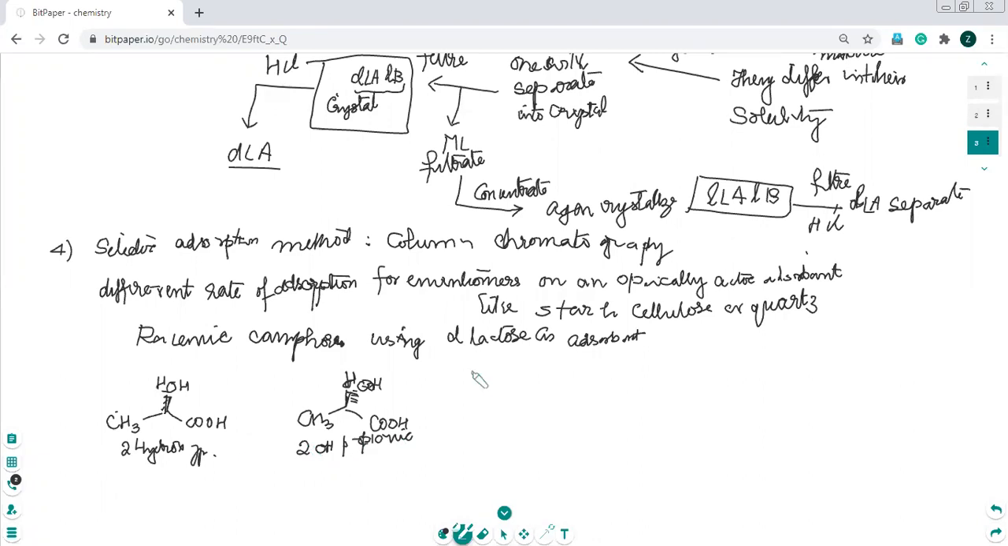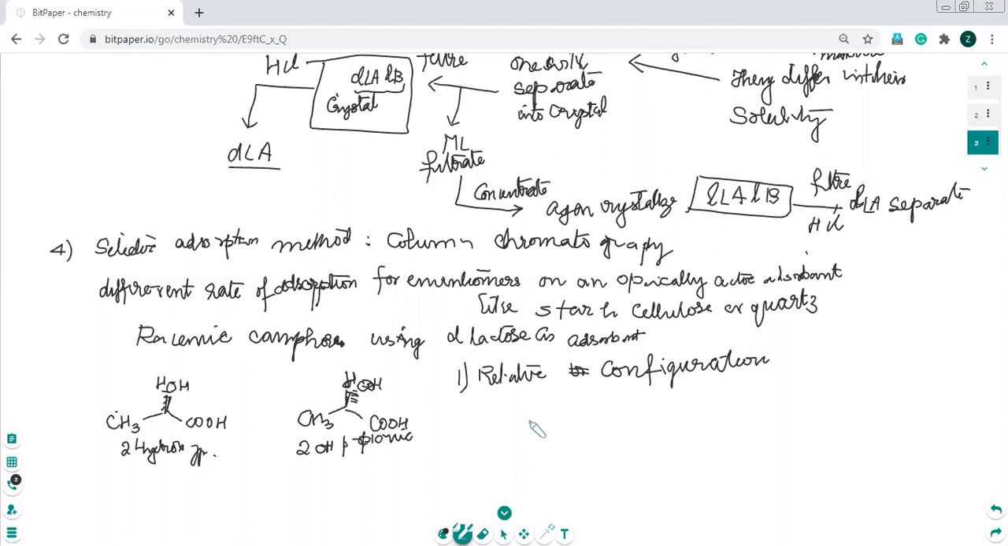The method is relative configuration. First method is relative configuration. Finding out the relative configuration. The internet is very slow, so it is writing very slowly. So first one is relative configuration.